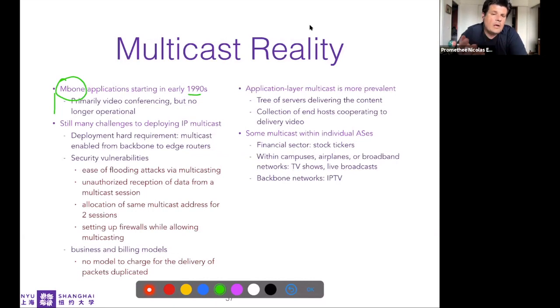And so soon enough, multicast was provided in all routers. So it means that nowadays, whenever you have a router, it can do multicast. No problem with this. It has all the protocols. But ISPs don't use it, or they use it in a very specific case. So let's try to understand why it is so challenging.